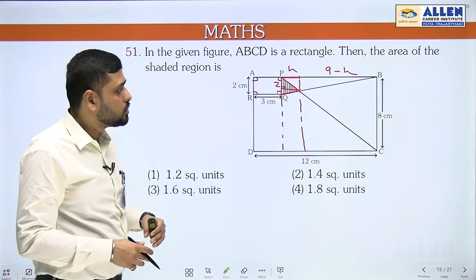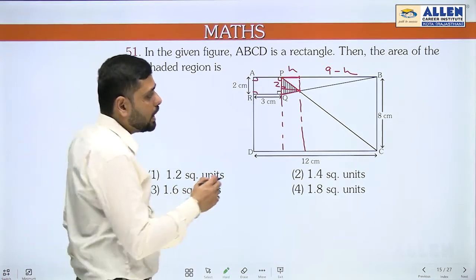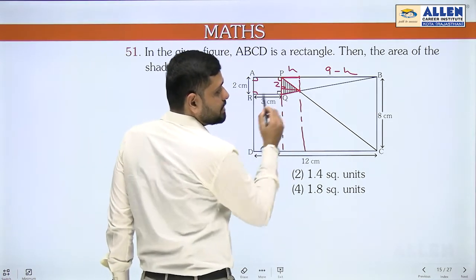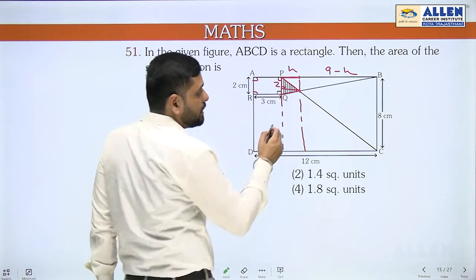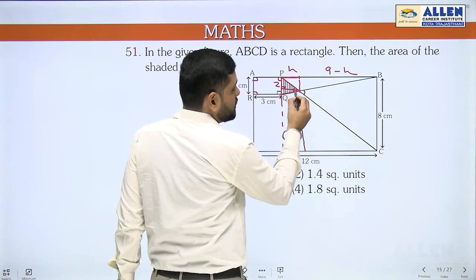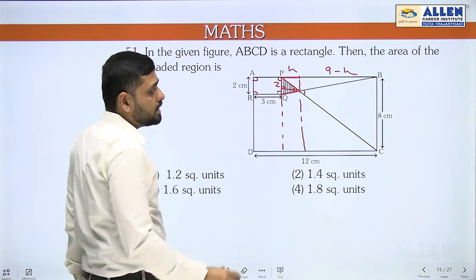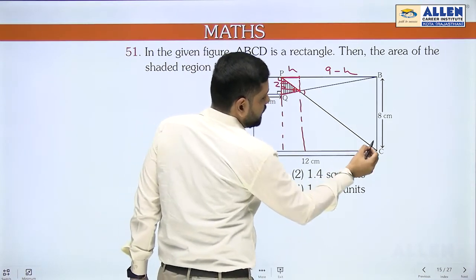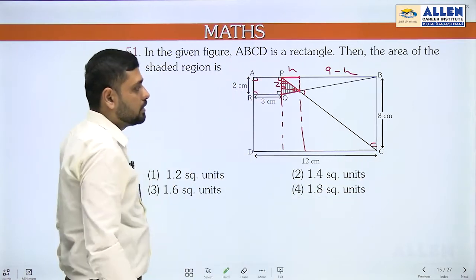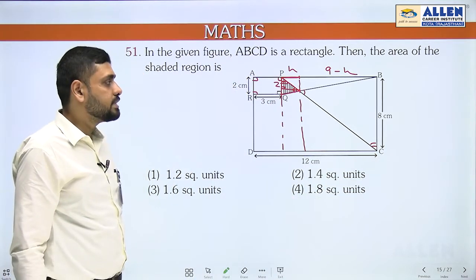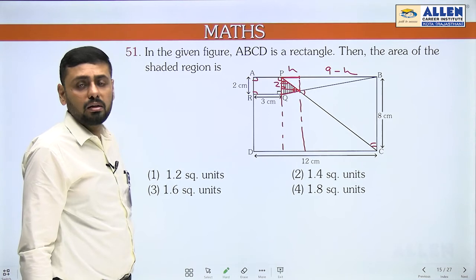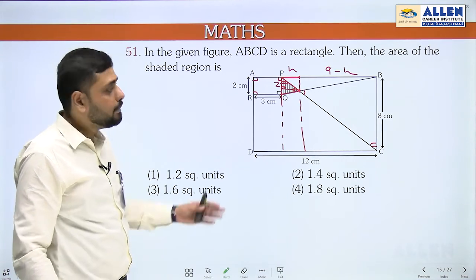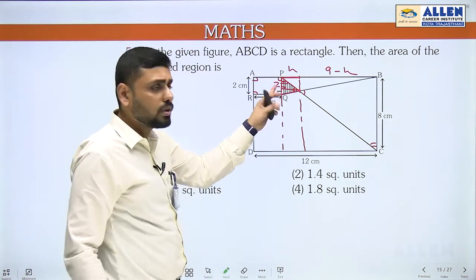value of h. So how to get the value of h? Now as you can see, these two triangles are what? Similar. How can they be similar? This angle is equal to this angle, right? Vertically opposite angle, and this angle will be equal to this angle. How can they be equal? Alternate interior angles, right? Because the lines are parallel. So these two triangles are similar.